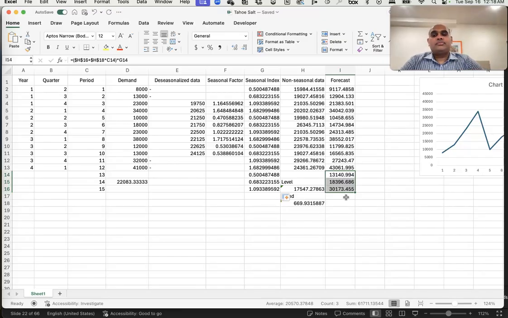And this is it. So this is the multiplicative decomposition method. I know that it took about 20 minutes. This video is already 20 minutes long, so I'm going to stop it here.